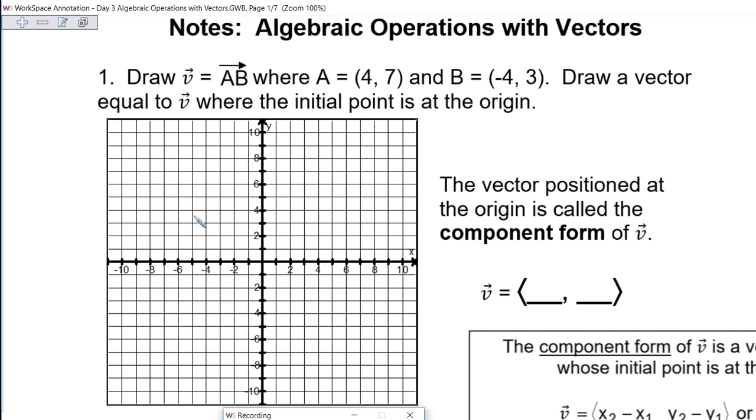So point A is at 4, 7, and point B is at negative 4, 3. Now this is a vector, so I do have to have an initial point as well as the terminal point where I place the arrow. Now the initial point is going to be whatever point is listed first. So notice right here in the vector format, the first point is A. So A is the initial point. That means B is the terminal point, and we'll get the arrow, and then I need to connect those 2 points. So there's my vector AB.